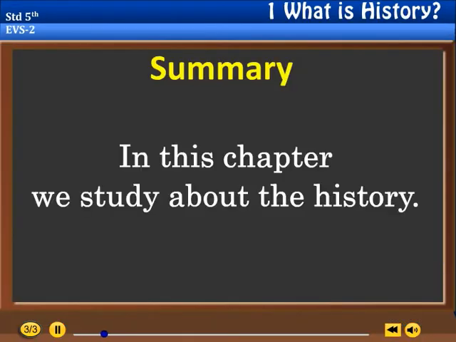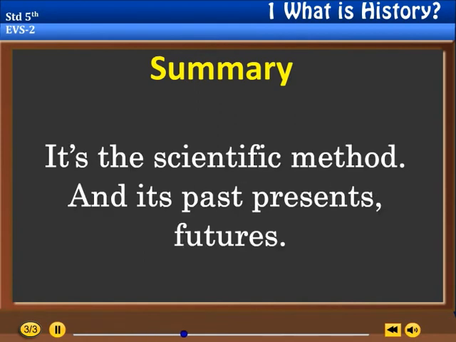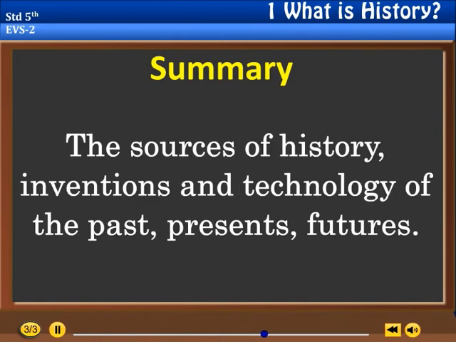Summary. In this chapter, we studied history, the scientific method, and its past, present, and future. The sources of history, and the inventions and technology of the past, present, and future.